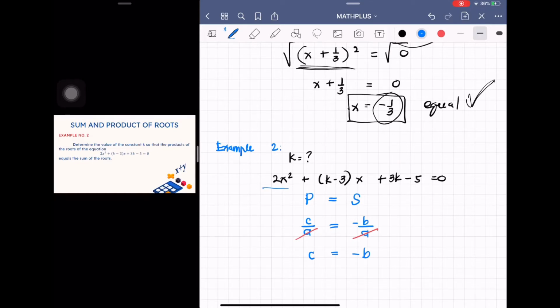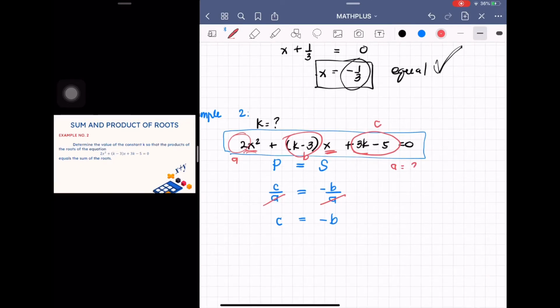So going back to your quadratic equation, we have to be able to identify which is which. So obviously, your quadratic term, x squared, will be accompanied by a. Your x term will be accompanied by b. Okay, and the remaining terms that do not have the unknown x will be considered the constants. Therefore, we use these values. What are the values again? A is equivalent to 2, b is equivalent to k minus 3, and c is equivalent to 3k minus 5.